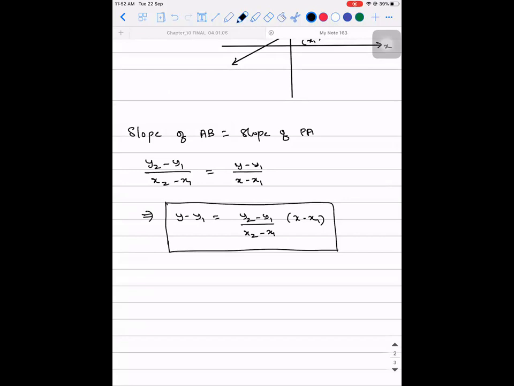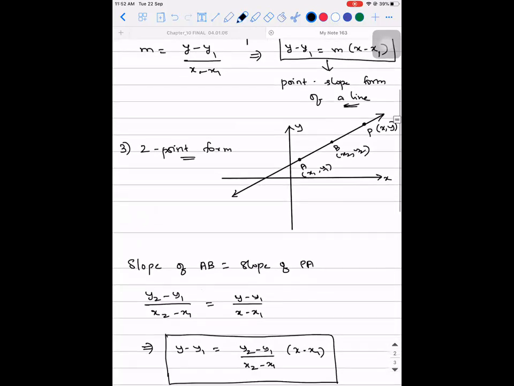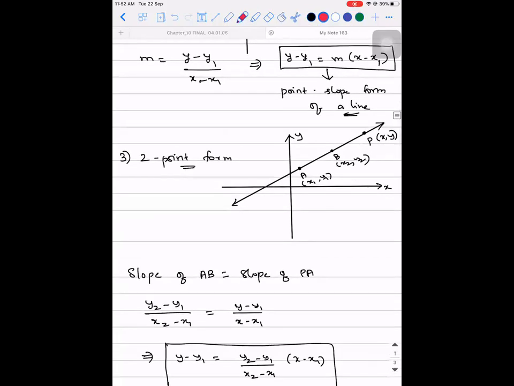So what is the difference you are able to observe from the previous one? Here also observe, we'll do a small comparison. Here we had y minus y1, this side also y minus y1. We have x minus x1, we have x minus x1. But what is the difference between the previous one and this one? There, slope was given. Here no slope is given.